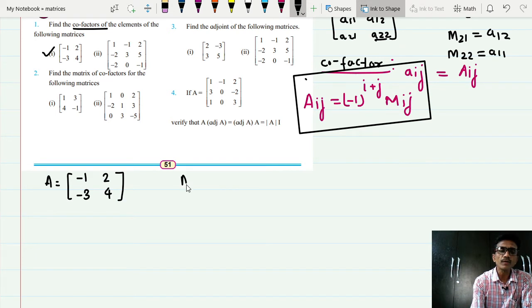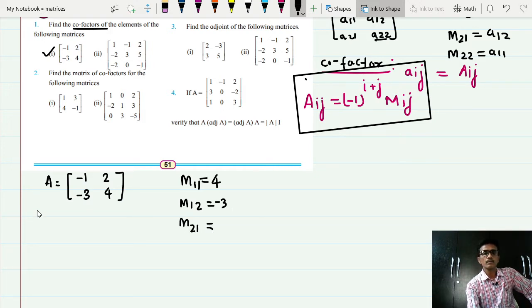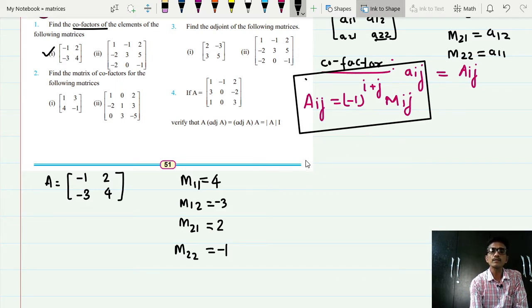So here M11 is the minor of the first element, it is 4. M12 is the minor of the element 2, and it is the opposite element, minus 3. M21 is the minor of this element, it is 2. M22 is the minor of this element, which is minus 1. So we got all minors. After that we find cofactors.